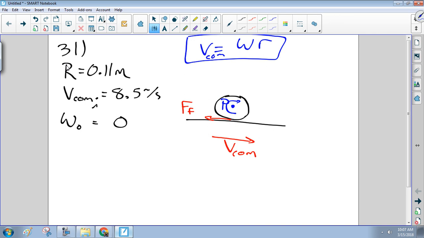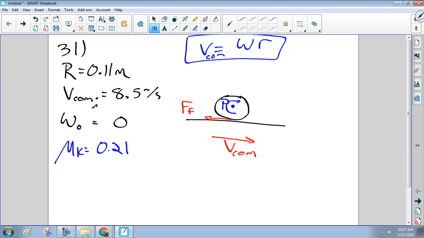All right, so let's see. What does it tell us? It tells us the coefficient of kinetic friction. Ew, who wrote this problem? Coefficient of kinetic friction is 0.21. The kinetic frictional force, Fk, acting on the ball causes a linear acceleration of the ball while producing a torque. This is what we just talked about. That causes an angular acceleration of the ball.